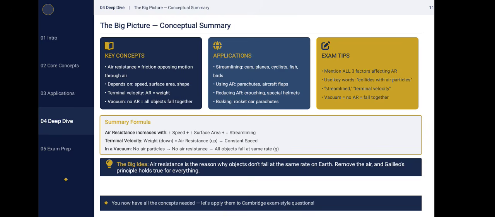Terminal velocity means when weight, which is acting downwards, and air resistance, which is acting upward, both equalize themselves, become equal, then the object is able to get constant speed. And in a vacuum, no air particles, no air resistance, and all objects fall at the same rate. These are the summary key points that you must have clear in your minds.